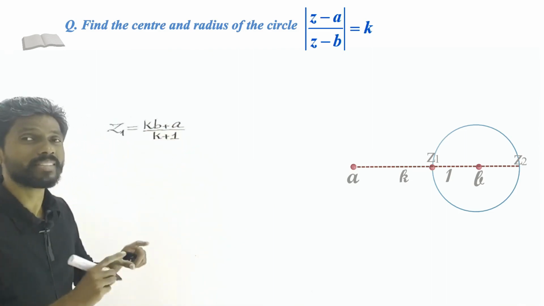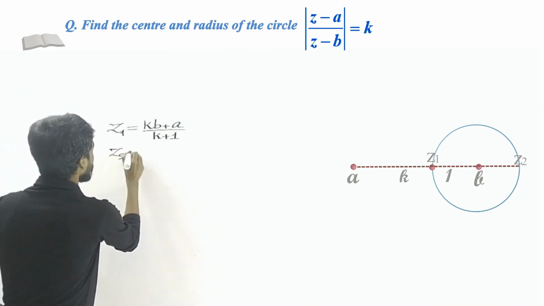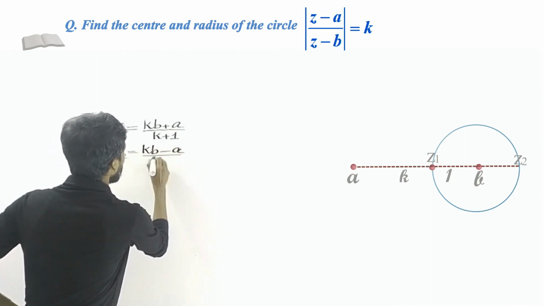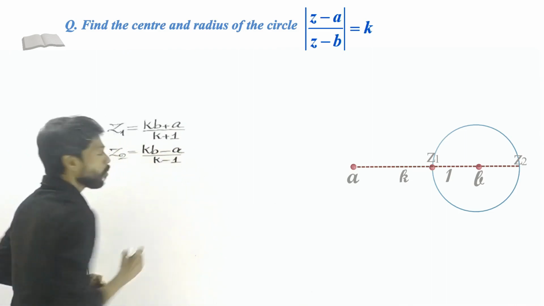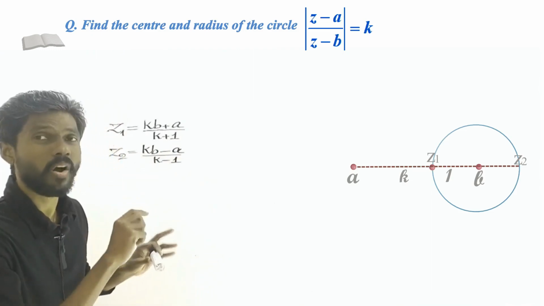Similarly, z2 can be found. z2 also divides in the same ratio but externally, so the formula has a minus sign: kB minus A divided by k minus 1. So what are these z1 and z2? These are two diametrically opposite points on the circle.